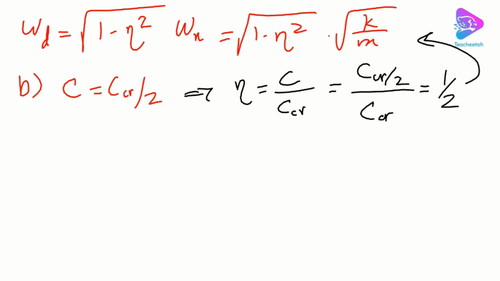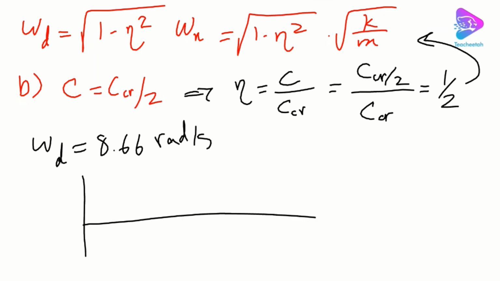As you see, we know zeta, we know K and M. So if we do so, we have omega d equal to 8.66 radian per second. So what is basically the damped frequency? Just imagine if we have the response of an underdamped system. And why underdamped? Because zeta is less than 1, right?